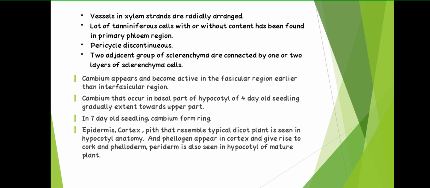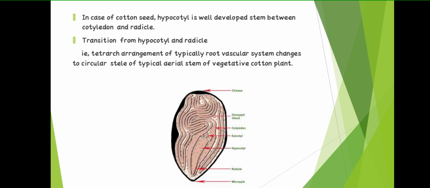This anatomy of the hypocotyl shows epidermis, cortex and pith that resemble a typical dicot plant, and phellogen appears in the cortex and gives rise to cork and phelloderm. We can also see periderm in the anatomy of the hypocotyl of a matured plant. So this is all about the anatomy of the hypocotyl in case of country bean, Lablab purpureus.